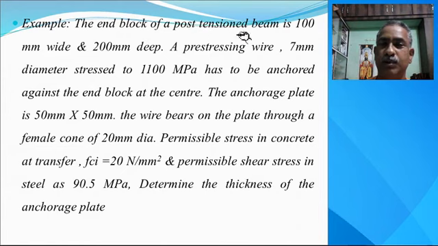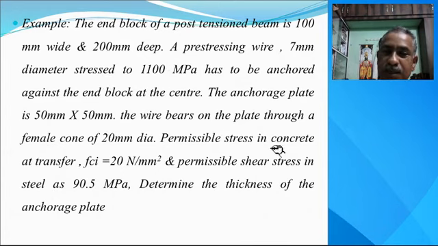The end block of the post-tensioned beam is 100 mm wide and 200 mm deep. A prestressing wire of 7 mm diameter, stressed to 1100 MPa, has to be anchored against the end block at the center. The anchor plate is 50 mm by 50 mm. The size of the anchor plate is given. The wire bears on the plate through a female cone of 20 mm diameter. With the help of this 20 mm diameter, we can pass this 7 mm diameter wire stressed to 1100 MPa. This is the minimum.